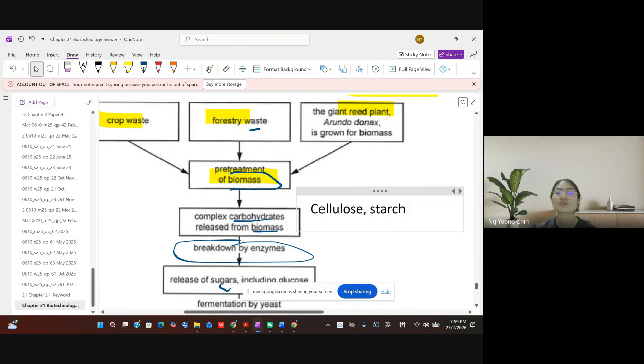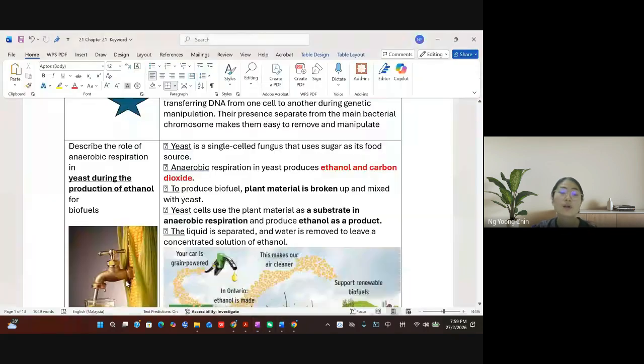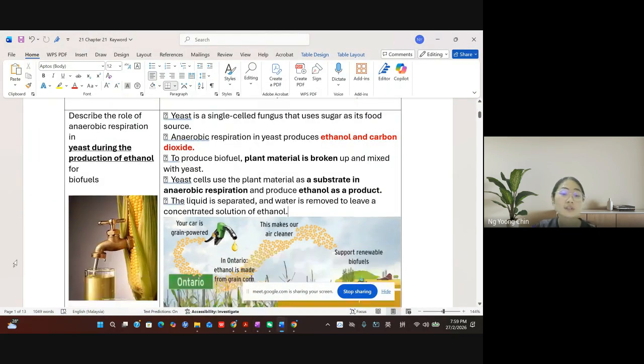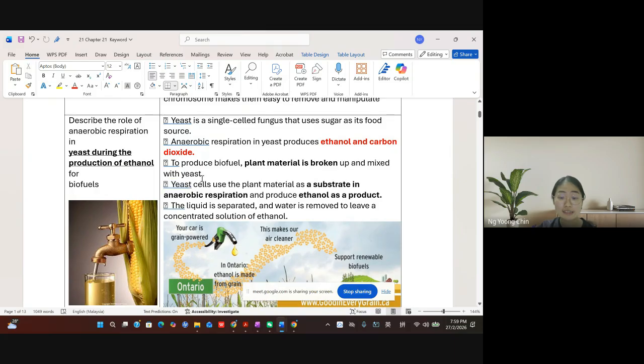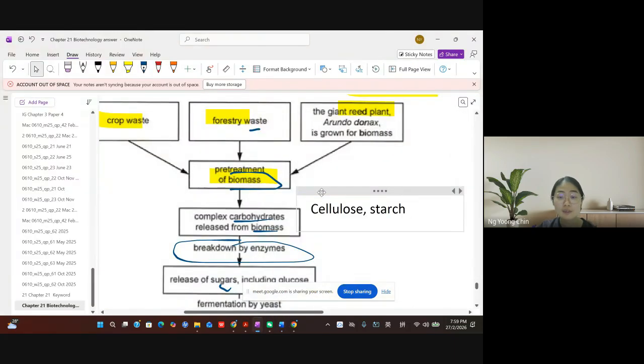So those plants consist of carbohydrates, and you are required to use enzyme to break down the carbohydrates. So for example, if you want to process the corn, later it will become ethanol for the biofuel. What they can do is grind them into small pieces, and then add the enzyme.